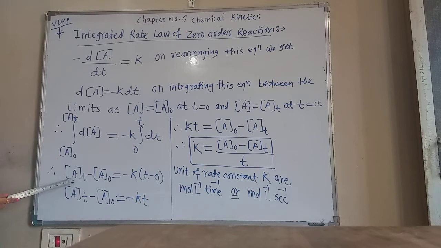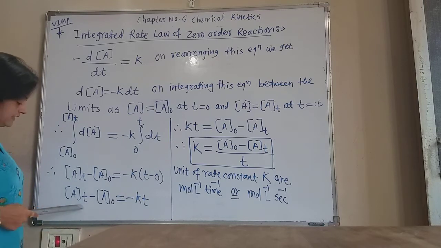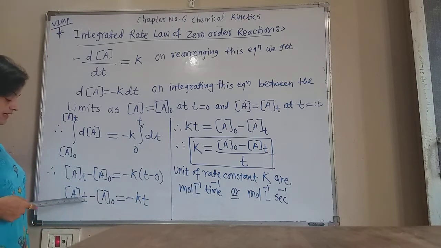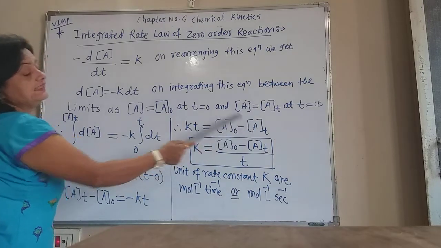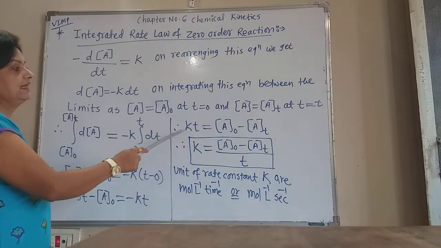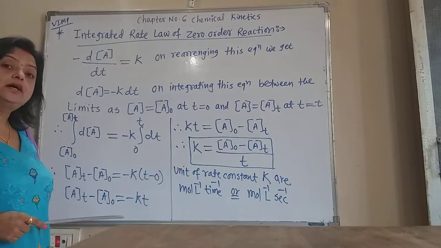So concentration of A at t minus concentration of A at 0 time is equal to, here also minus K in bracket t minus 0, and that becomes At minus A0 is equal to minus Kt. If this negative sign goes here, then At becomes negative and A0 becomes positive. So Kt is equal to A0 minus At. Now this is the integrated rate law of the zero order reaction.